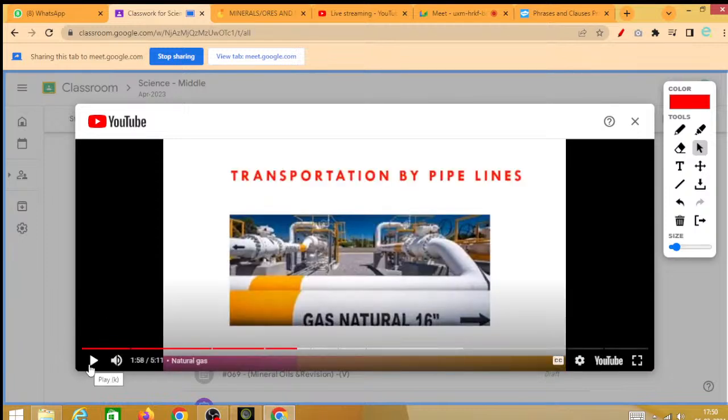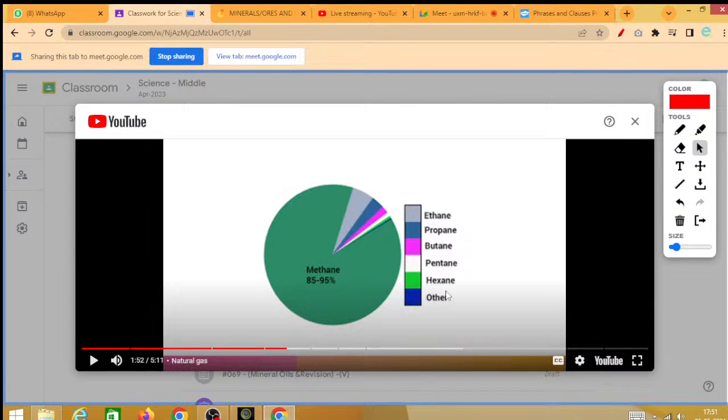Butane. B-U-T-A-N-E. Butane, propane, ethane, pentane, hexane. Very easy to remember. I'll tell you how. See, hex means 6. Hexane. Pent means 5. Pentane. Butane means, we can imagine, 4. So butane. Then propane and ethane.